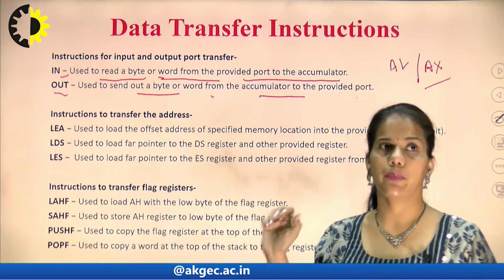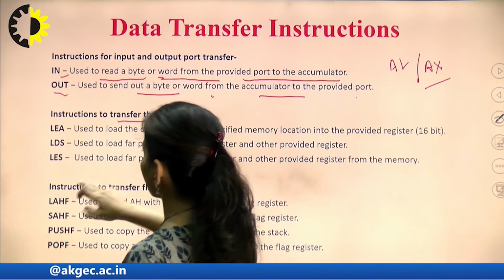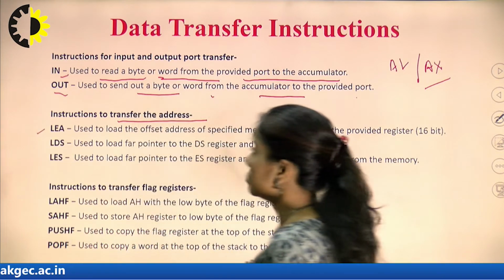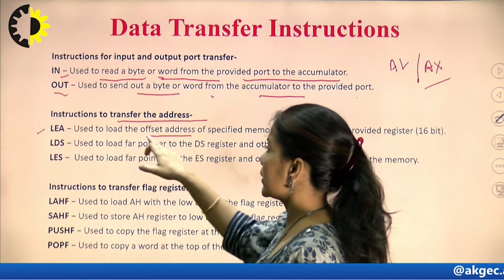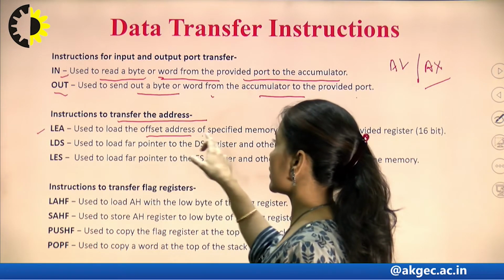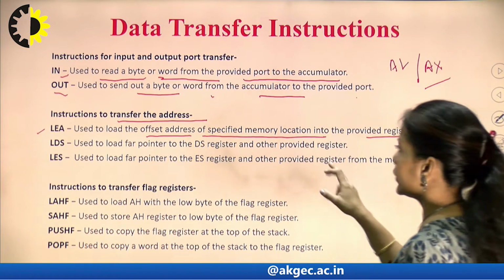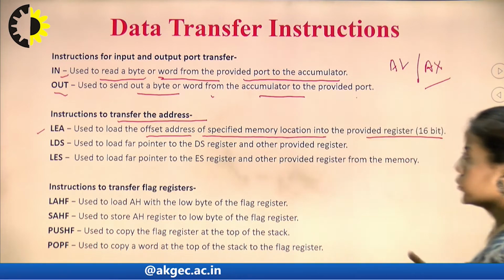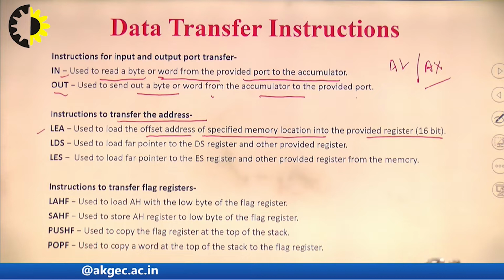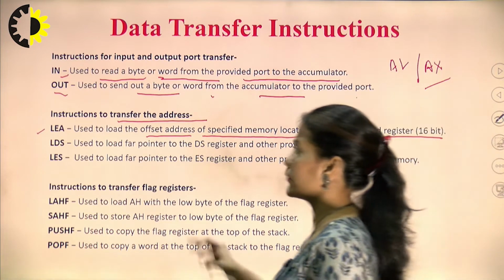The next instructions in this category transfer the address, that is LEA. LEA is used to load the effective address, that is, it will load the offset address of the specified memory location into the provided register. So whatever register is provided in the operand, it is used to load the offset address of the specified memory location, that is the source, into the register provided as the destination.